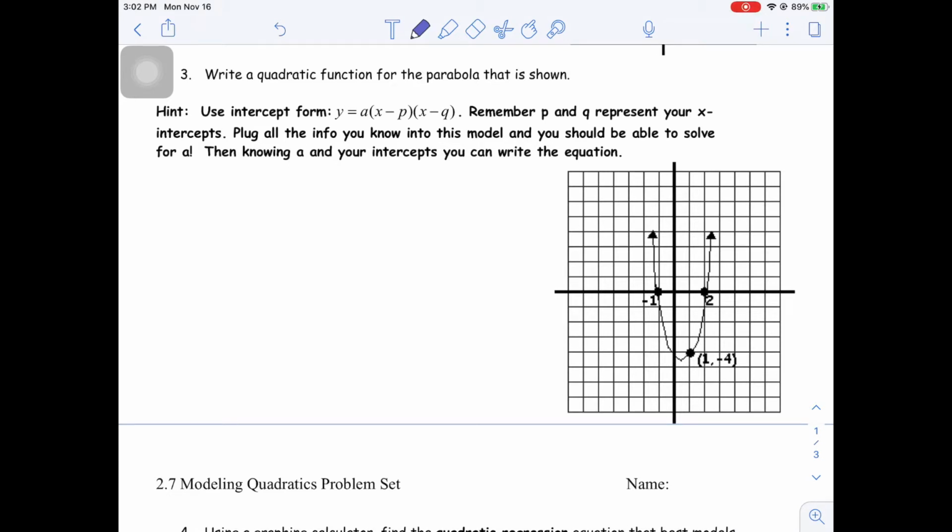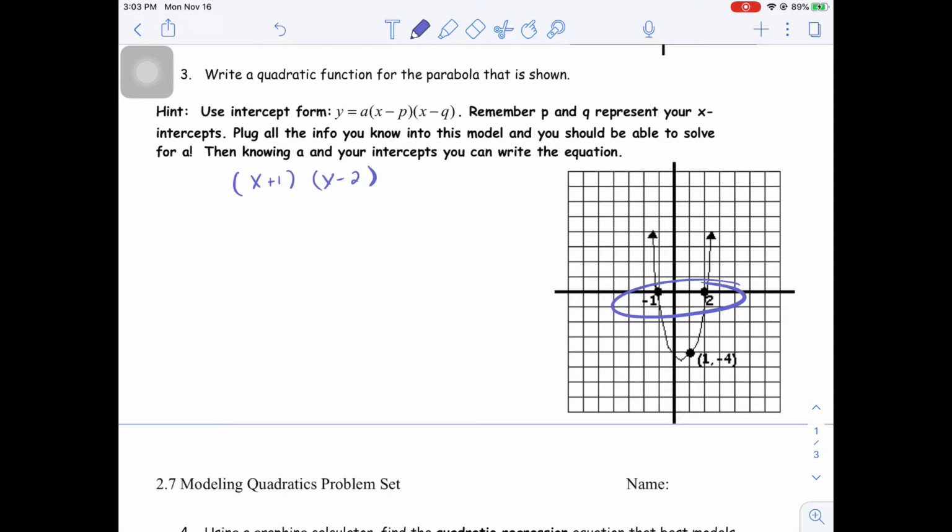All right, last one on this page. It says write a quadratic function for the parabola that is shown. It says hint, use intercept form, y equals a (x minus p)(x minus q). So why does it say to use that? Because it gives us the two intercepts, negative 1 and 2. So that tells us the factors are x plus 1 and x minus 2.